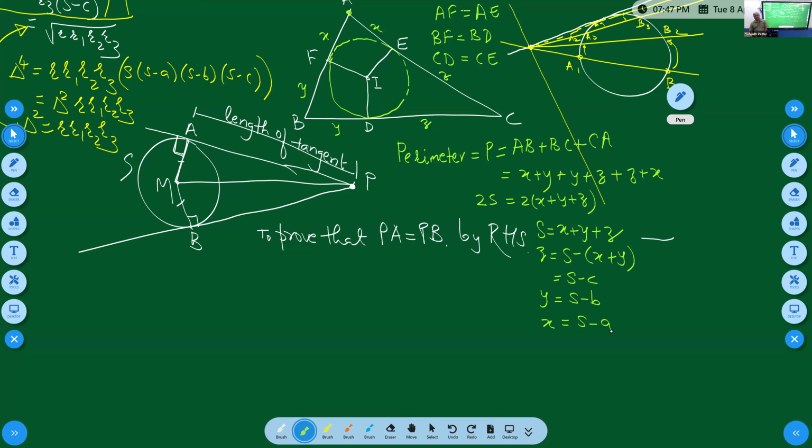The foot of perpendicular will not go anywhere, but if you drop it from I onto AB, it will be at S minus A distance from A and S minus B distance from B. That foot of perpendicular is fixed. There is a chance that a few of you will not understand what has happened here, but you can take your time.